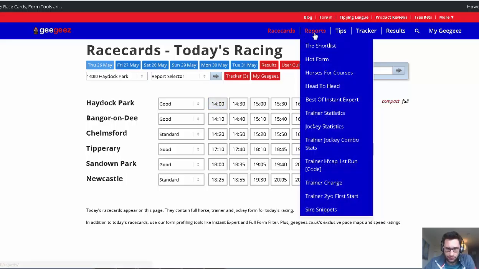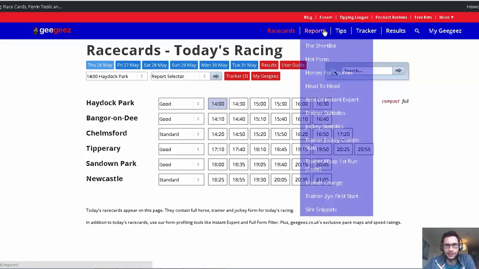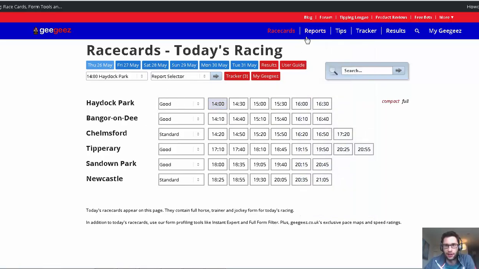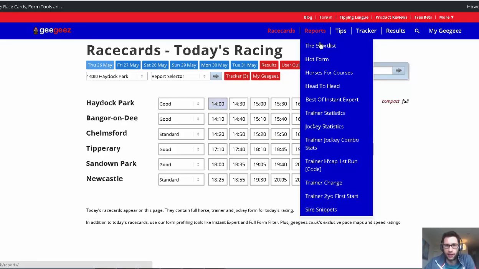So you can see me hovering over the tabs here at the top. Race cards, you've seen everything to do with those. The reports, there are many. Well, how many are there? 1, 2, 3, 4, 5, 6, 7, 8, 12. And if I go through the order that I look at them, Sire snippets is new, but I'll go on that soon.